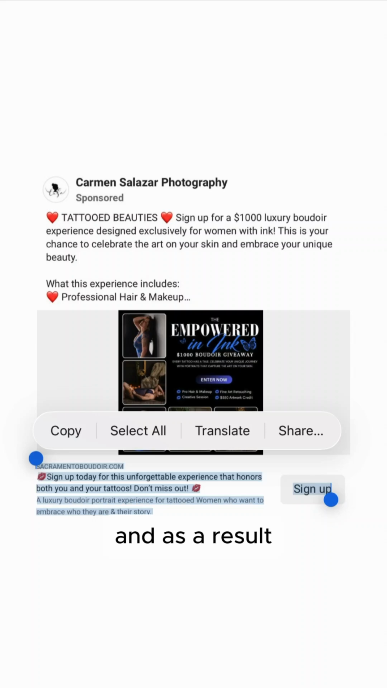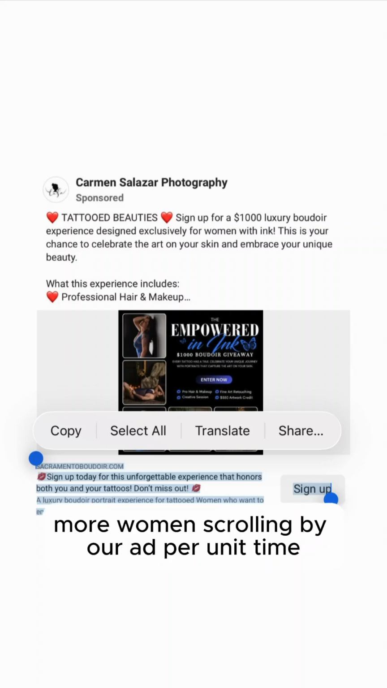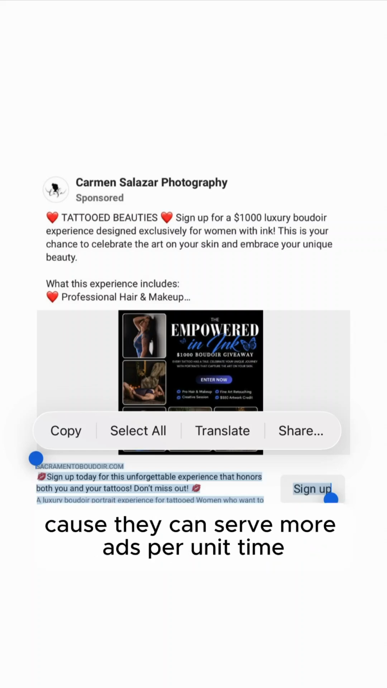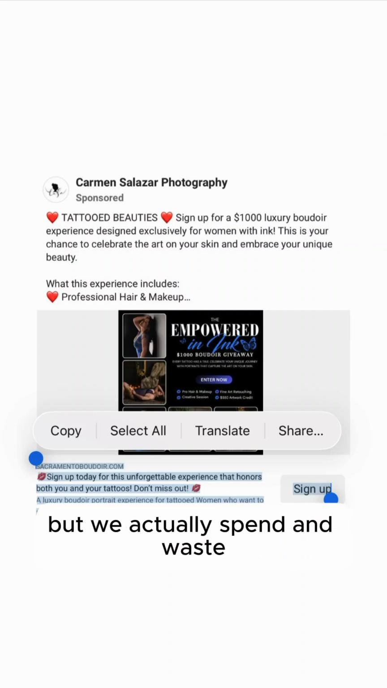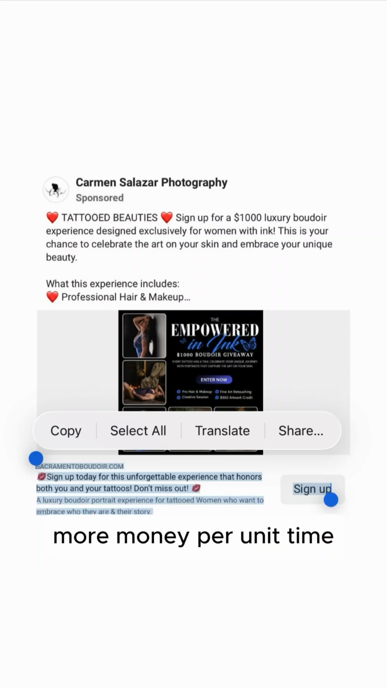And as a result, more women are scrolling by our ad per unit time. Facebook actually makes more money because they can serve more ads per unit time, but we actually spend and waste more money per unit time.